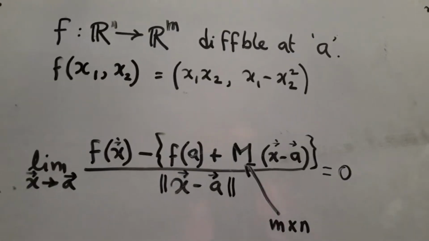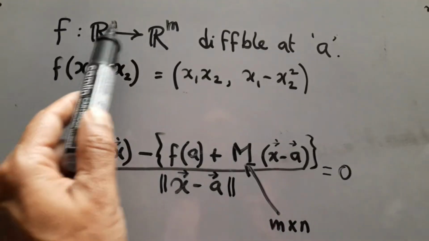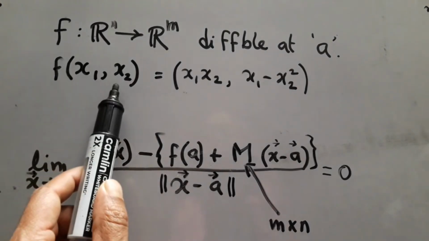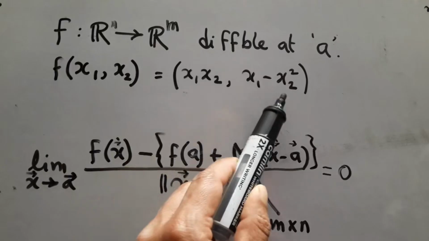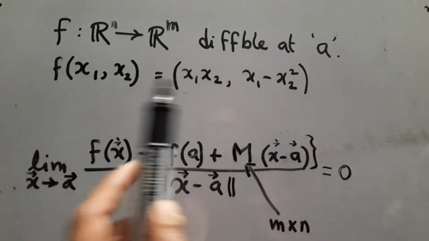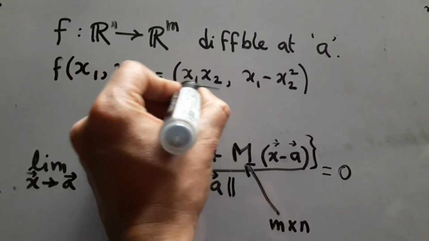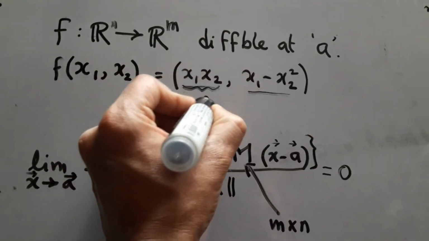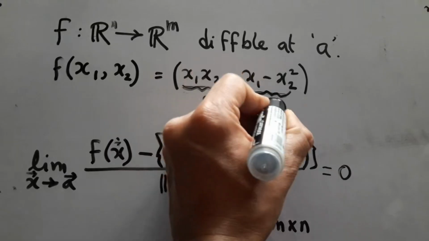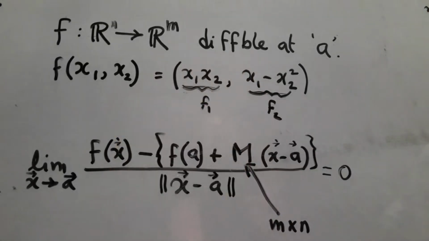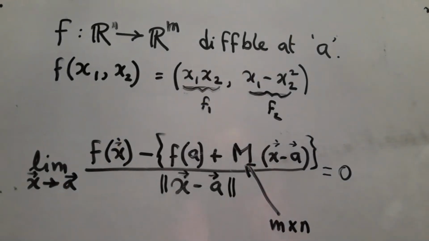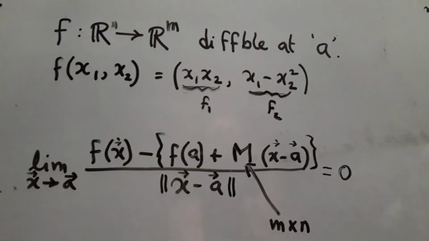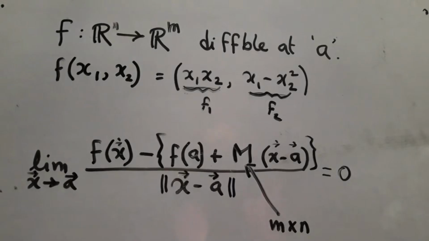Let me explain through an example. Suppose I have taken n and m both equal to 2. So I have f of x1 comma x2. Now I need to get a two-dimensional vector as the output, which means my f has got two components. I will call this one f1 and this function f2. These are the two component functions of f. So f1 is a function from R2 to R, and similarly for f2.